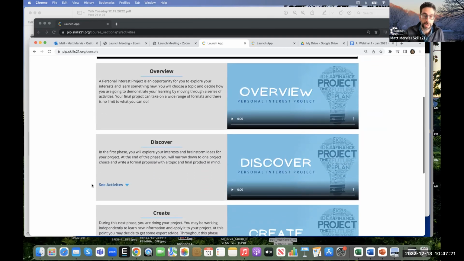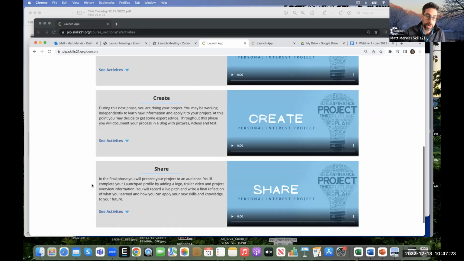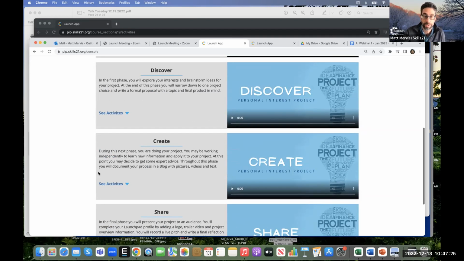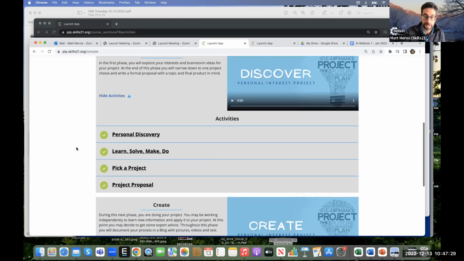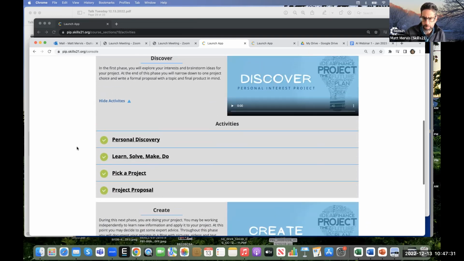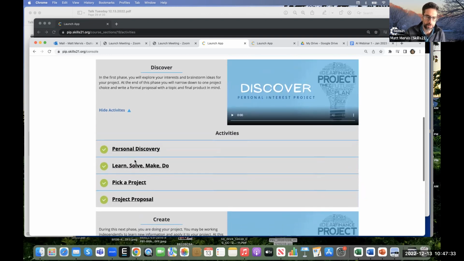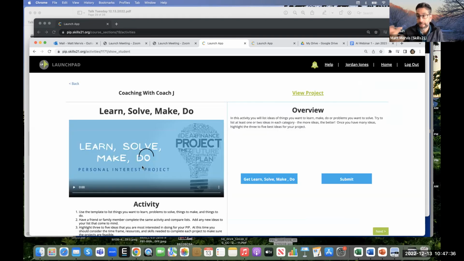So you saw Liz describe the phases: discover, create, and share. So this is what it looks like for the students when they see it on their end. There are 4 activities in each phase, and mechanically they work pretty much in a similar fashion. So if a student was doing the second ideation activity where they're brainstorming all the various things that they might want to work on in their project, there's a video that describes the task for them.